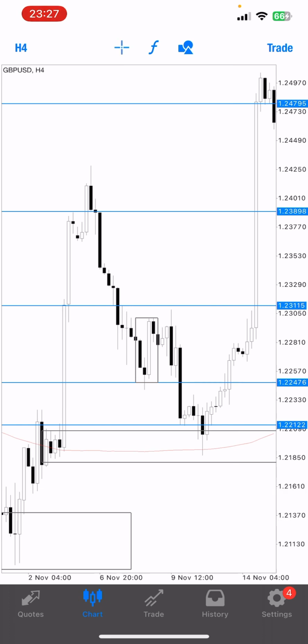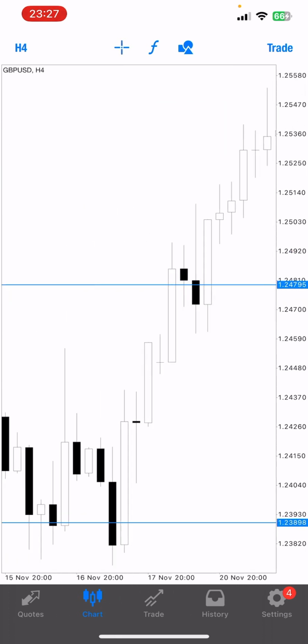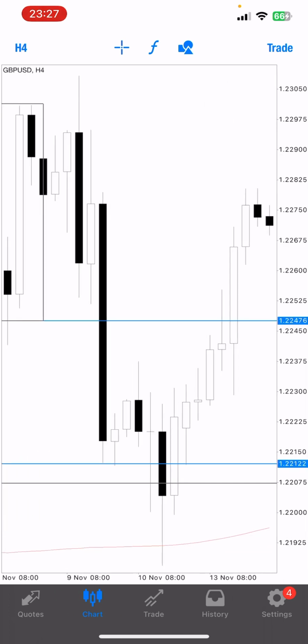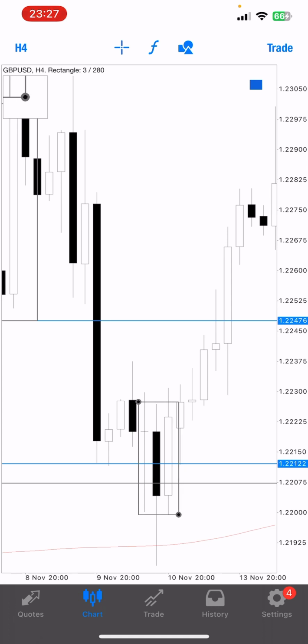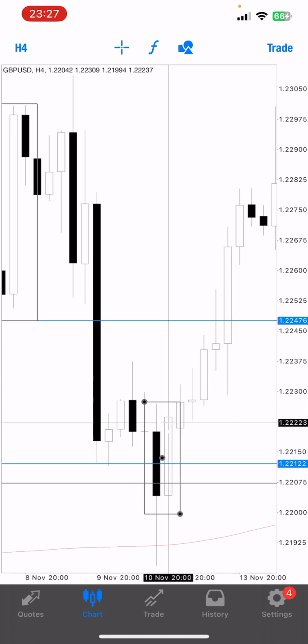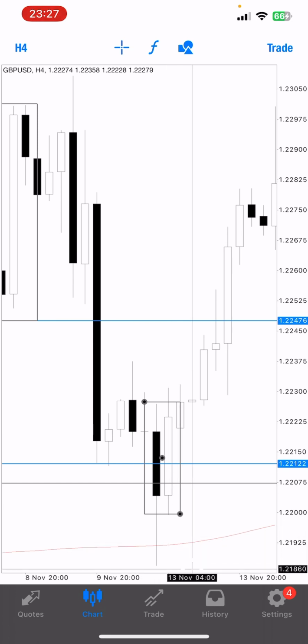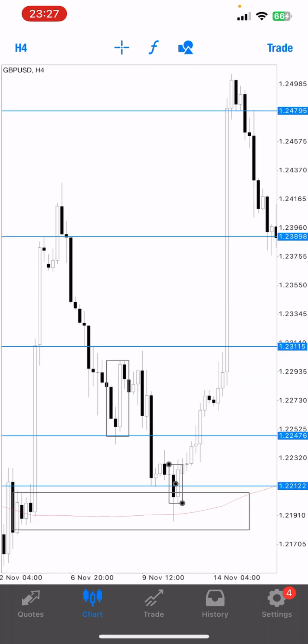Now, what do I see here? I see what we call a bullish engulfing here in H4. So I'll enter around here, and put my stop loss down there where I showed you. I put my stop loss around here, and I put my entry point here.